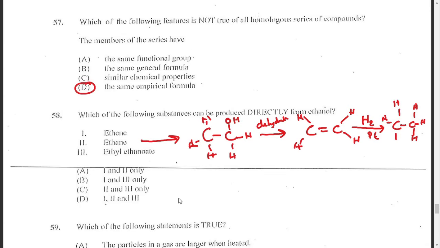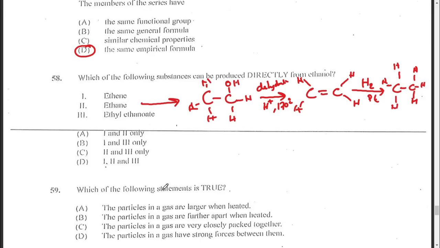Those are 2 steps. The dehydration is done under acidic conditions. You can use sulfuric acid and high temperatures, so 170 degrees Celsius, to dehydrate ethanol. H plus means acid. Alright, so it is 1 and 3. That's B.